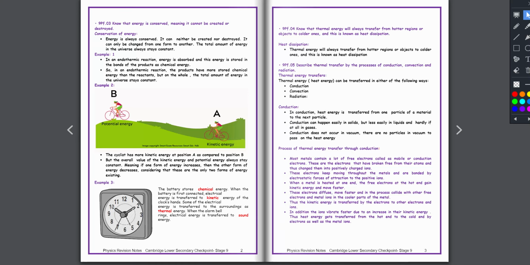Next, we talk about the conservation of energy. I shall read out what is written here. Energy is always conserved. It can neither be created nor destroyed. It can only be changed from one form to another. The total amount of energy in the universe always stays constant.